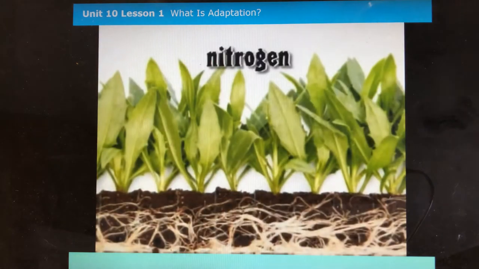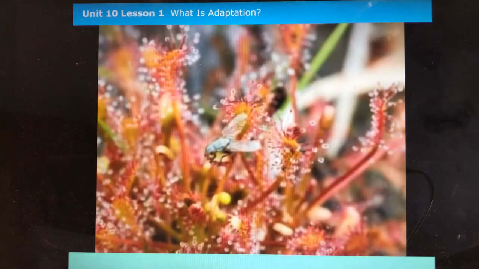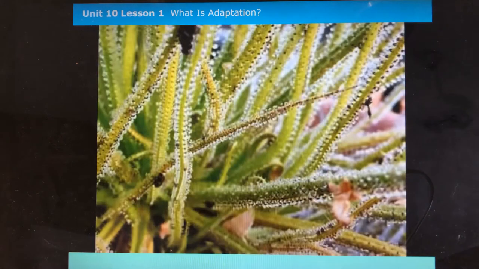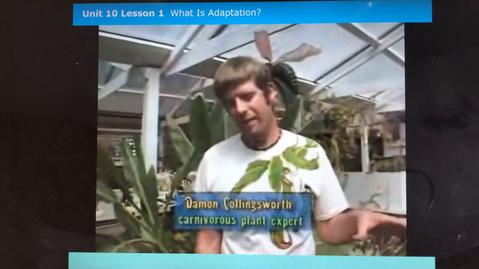Most plants absorb nitrogen from the soil through their roots, but carnivorous plants absorb nitrogen from the prey they trap. This adaptation allows them to live in places where other plants could not survive. The dewy pine is a carnivorous plant that has evolved to survive in the dry desert. Dewy pines are native to dry coastal areas of Spain and Portugal and a little bit in northern Africa.